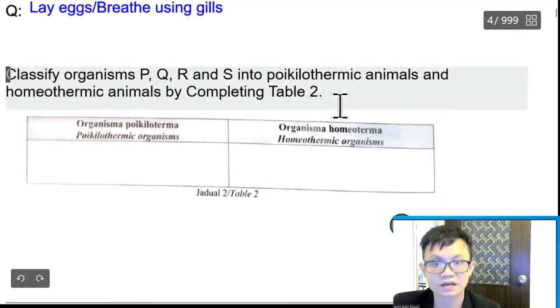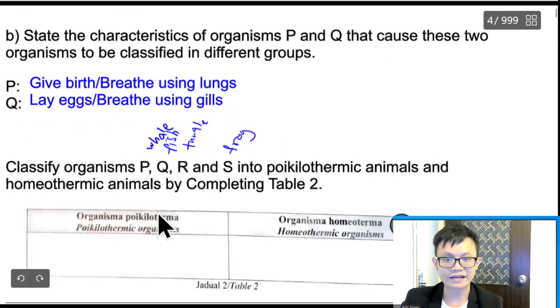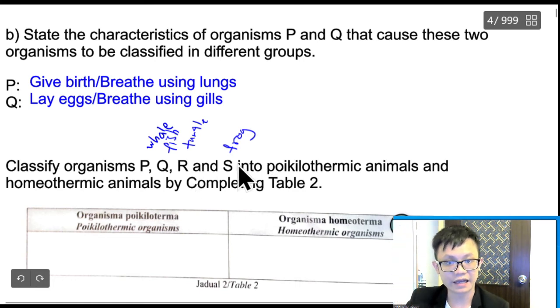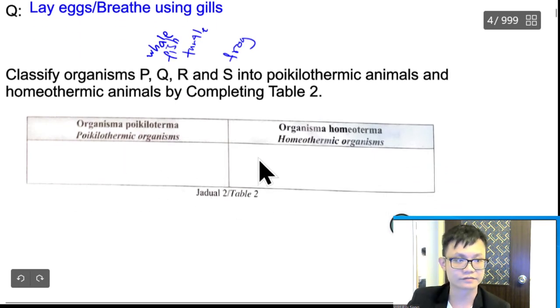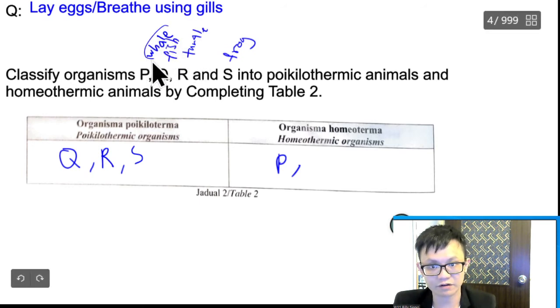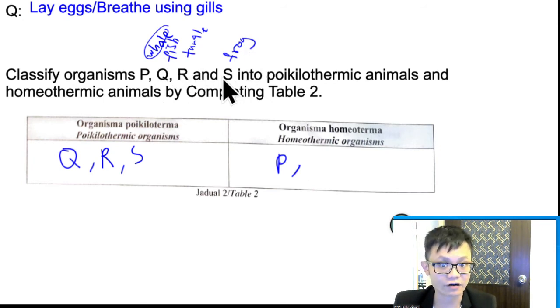Next, classify organism P, Q, R, and S into poikilothermic animal and homeothermic animal by completing table 2. Okay, so I wrote it down already. P is whale, Q is fish, R is turtle, and S is frog. So, which one is which one? Very good. Only one is warm-blooded, which is homeothermic, P. Fish, turtle, and frog are cold-blooded. So, it is Q, R, and S.